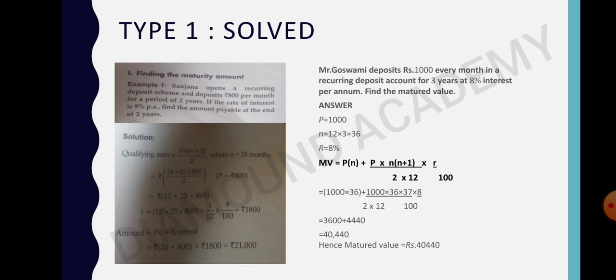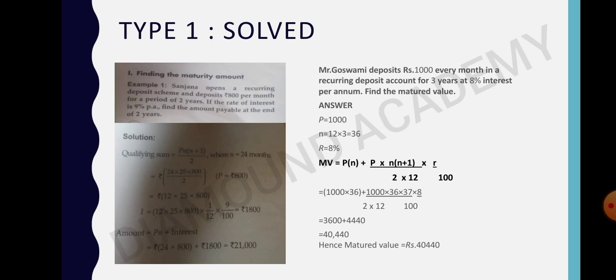See this sum. Find the maturity value. Example 1. Sanjana opens an RD scheme. Every time for recurring deposit we will use a short form RD scheme, and deposits 800 rupees per month for a period of 2 years, and if the rate of interest is 9% per annum, find the amount payable at the end of 2 years. See this properly, you will see here they have not written the data. Write the data, like principal is 800 rupees per month, number of years is 2, that means N will be 24 and 9% per annum.